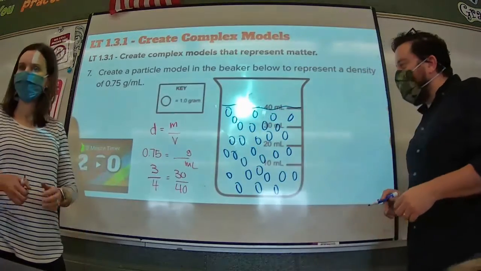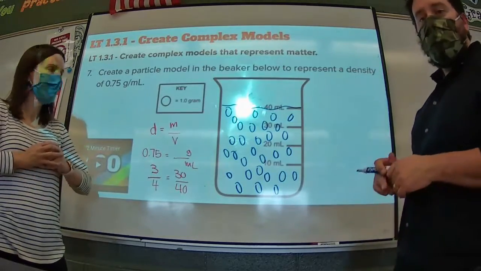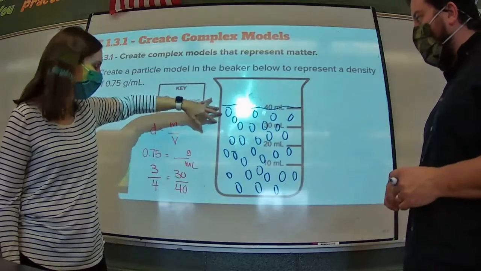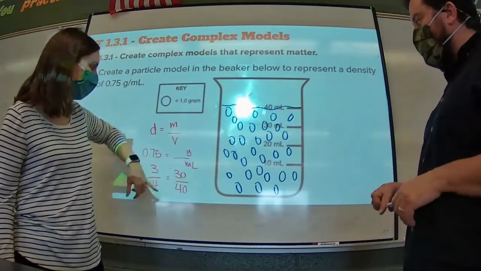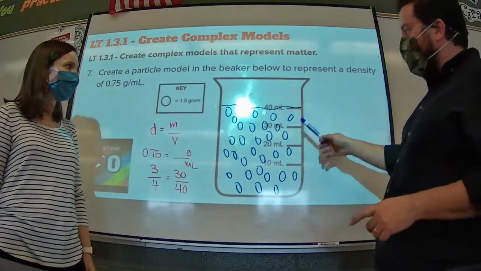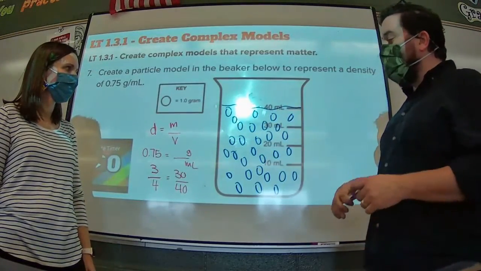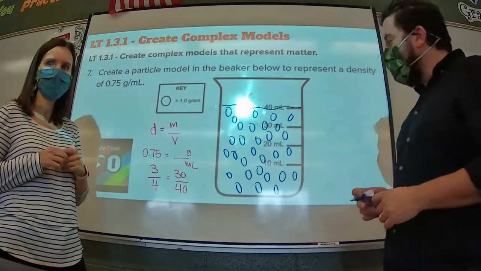All right, so there we go. That is one way you could have solved this. So you can see that we have 40 milliliters, and we have 30 particles for 30 grams. So if you take your 30 grams and divide by your 40 milliliters, you will get a density of 0.75 grams per milliliter.